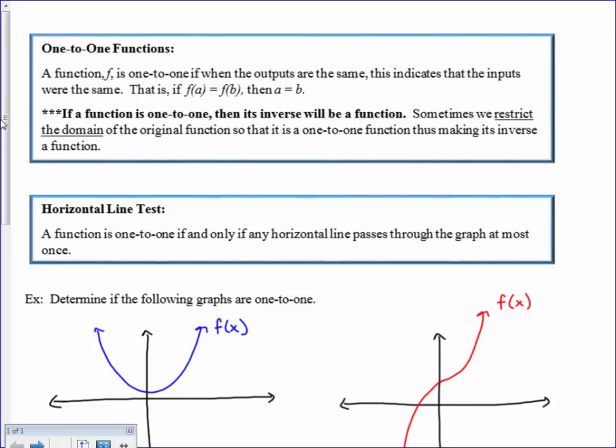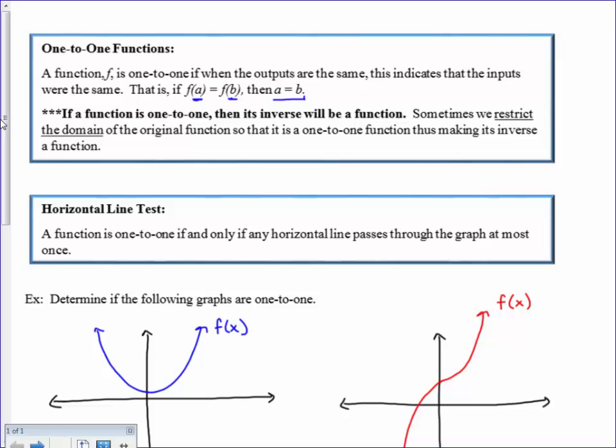A function is said to be one-to-one when if the outputs are the same, this indicates that the inputs were the same. That is, if f of a equals f of b, keeping in mind that f of anything means a y value, then a must equal b. In other words, the two values that you actually plugged into the function must have actually been the same.